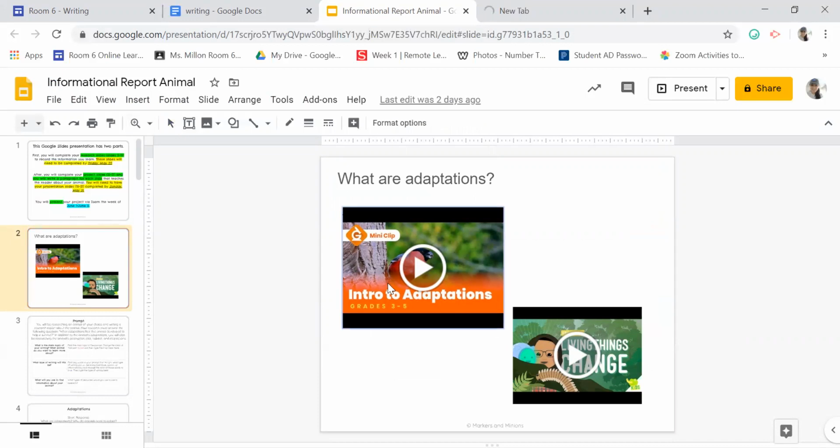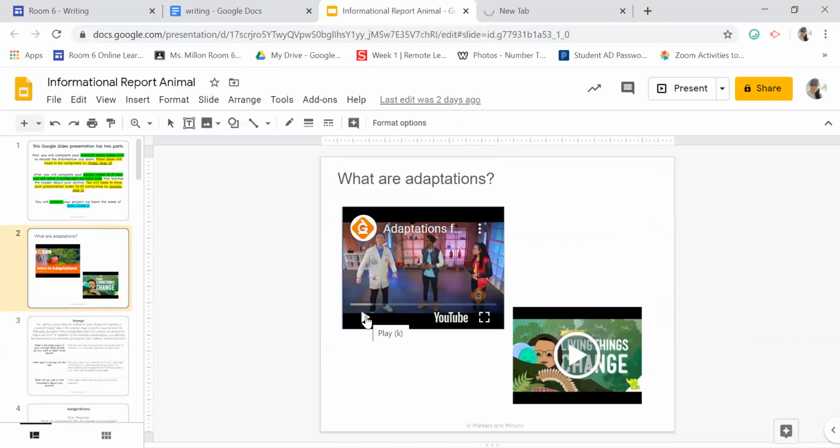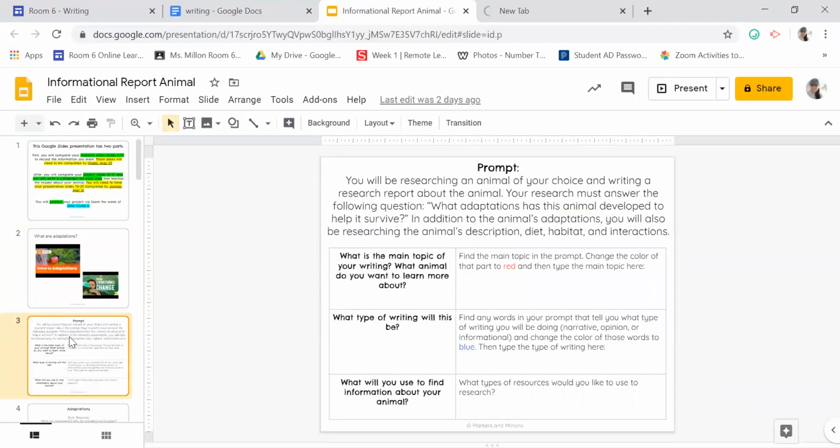So all you need to do is click on the video and it'll play, and you can also make it larger or full screen. So make sure you watch both videos today to complete slide 2. After you watch the videos, you will complete slide 3.